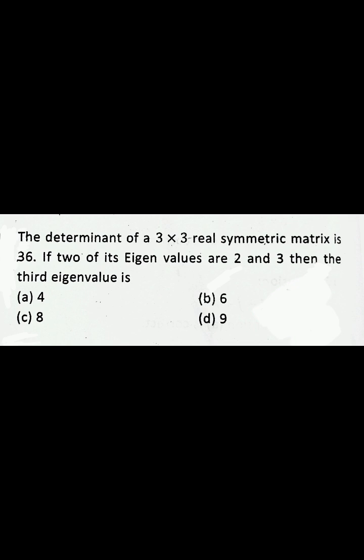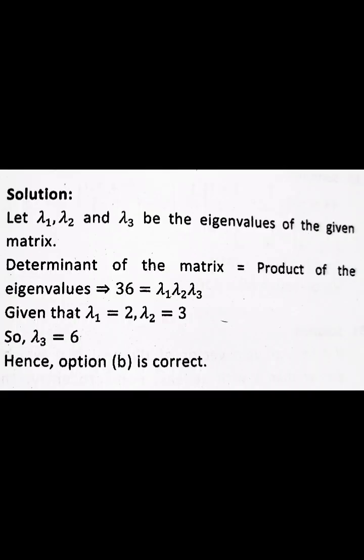The next question is, the determinant of a 3 into 3 real symmetric matrix is 36. If two of its eigenvalues are 2 and 3, then the third eigenvalue is dash. So here it is given that the determinant is 36 and there are 3 eigenvalues. So we know that the product of the eigenvalues is 36. Here 2 eigenvalues are also given, that is 2 and 3. So we know that the eigenvalues are lambda 1, lambda 2 and lambda 3, and the product lambda 1 into lambda 2 into lambda 3 is equal to 36, and it is given that lambda 1 is equal to 2 and lambda 2 is equal to 3. Then we understood that lambda 3 is equal to 6. So the answer is option B.